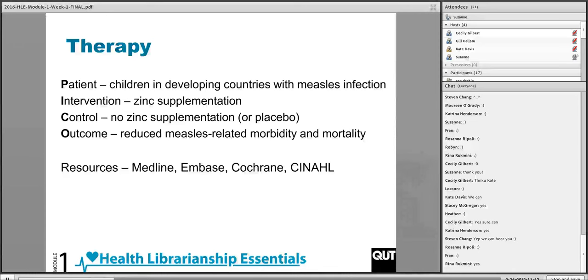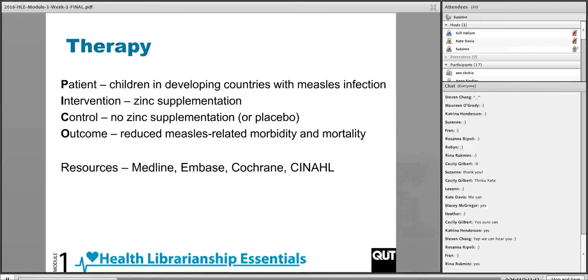The example here relates to the question of whether zinc supplementation reduces measles-related morbidity and mortality in children in developing countries who may be zinc deficient, because zinc plays a role in maintaining normal function of the immune system. And on the slide you can see how you might break that question down into the elements of the PICO acronym. So the patient or population would be children in developing countries with measles infection. The intervention would be zinc supplementation. The control would be no supplementation or maybe a placebo. And the outcome would be reduced measles-related morbidity and mortality.